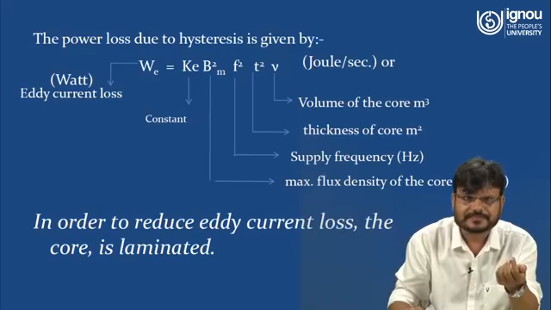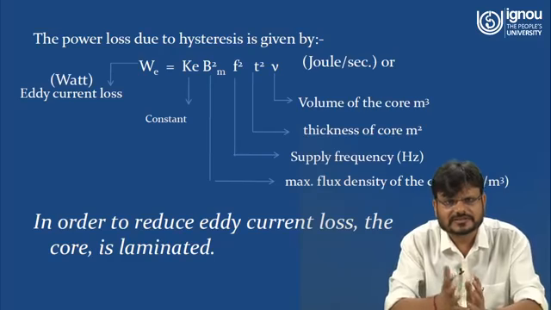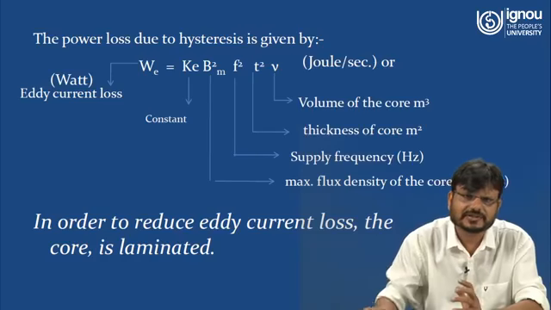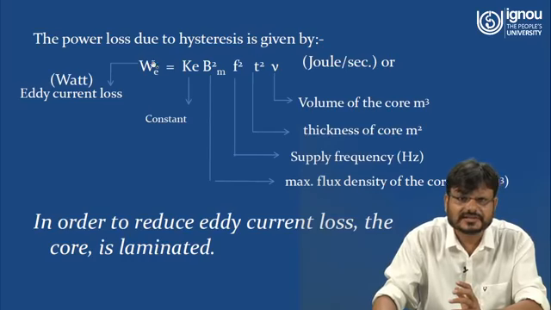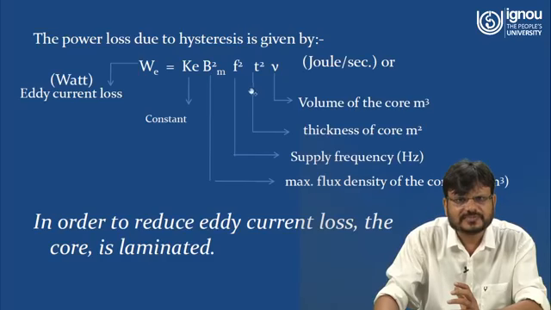Now there is a formula showing the different parameters on which eddy current losses depend. Here W is the eddy current loss and Ke is a constant. The eddy current loss is directly proportional to the maximum flux density of the core, the square of the supply frequency, the square of the thickness of the core, and the volume of the material. So here you can see the thickness of the core. That means as you reduce the thickness of the core, you can reduce the eddy current losses. So in order to reduce the eddy current losses, the core is laminated.